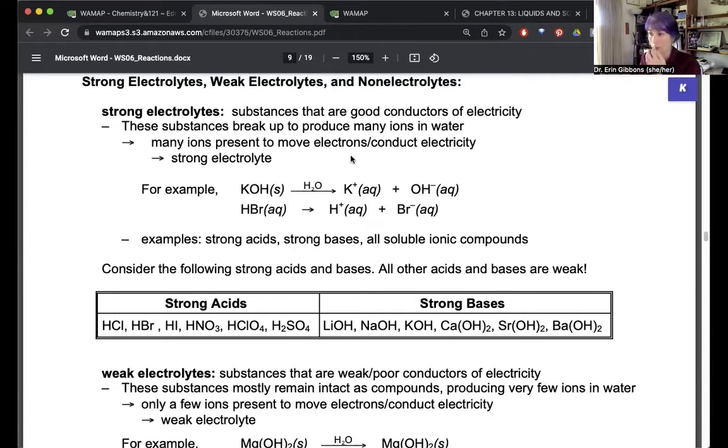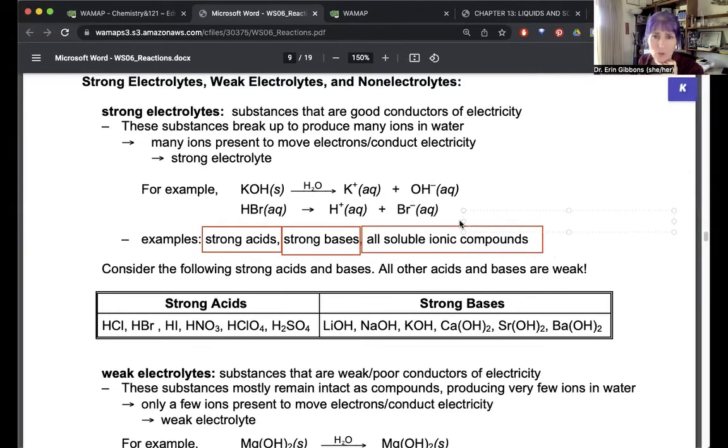Okay, so strong electrolytes conduct really well. They tend to produce many ions in water, and we'll get that one-way arrow. And of those strong electrolytes, we can have strong acids, strong bases, and all soluble ionic compounds. So as we go through and we identify whether our products are solid or aqueous, if it's aqueous, that means it's going to be a strong electrolyte. And then the strong acids and bases, you just have to memorize. So I try to give you a lot of scaffolding to try and remember that.